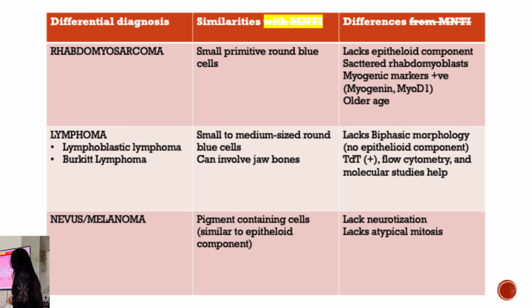Melanoma, as Dr. Diveria suggested, because of the pigment-containing cells, because of course we have to think about the second population too. So it does have the pigment-containing cells, but it differentiates. The thing about melanoma is that it can take any kind of morphology. So we can't say here that it lacks the epithelioid component, because you never know, in any case it may have epithelioid morphology. So the difference here would be that it lacks neurotization and any atypical mitosis.